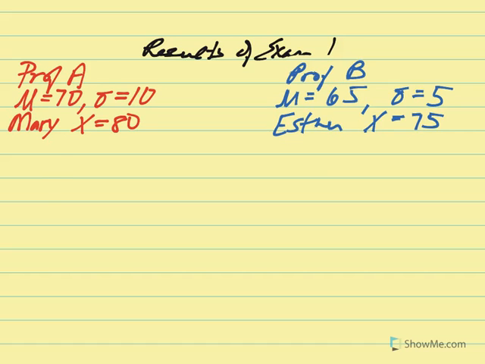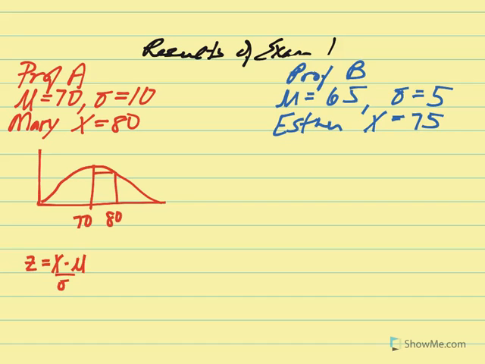So first, what I'd like to do is just draw these distributions and plot the scores of these two students. So Professor A's class, the mean was 70. One standard deviation unit is equal to 10 points. And we would know that that would place us at a score of 80. Okay, and let's just convert Mary's score into a z-score using our equation. I'm sure you can probably already see this, but nonetheless, let's go through the steps. So z is equal to x minus mu divided by standard deviation.